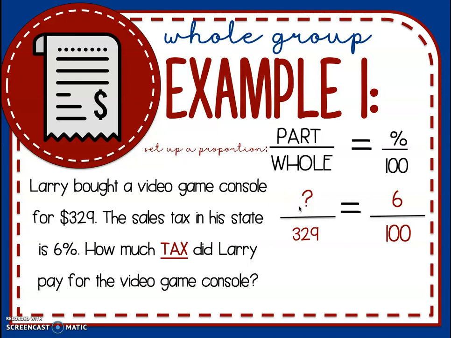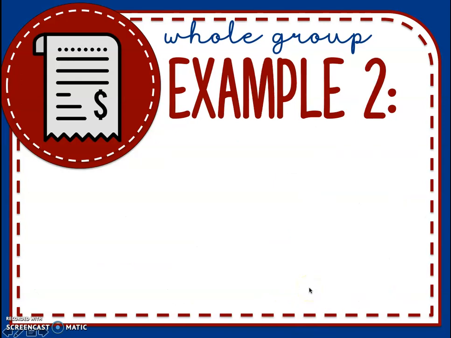Okay, so now this is a proportion we know how to solve. We're just going to cross multiply 329 times 6 and then divide by the remaining 100. When we do that, we get $19.74. Again, when we're dealing with money, we're rounding to 2 decimal places, so be careful with your rounding. This is saying that the tax he would pay on this is $19.74. Okay? Let's look at another example.